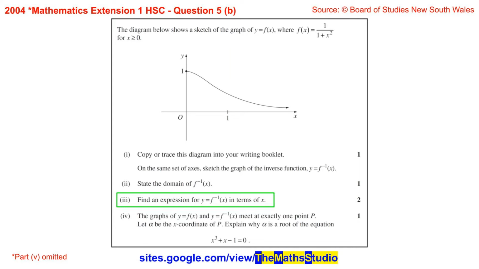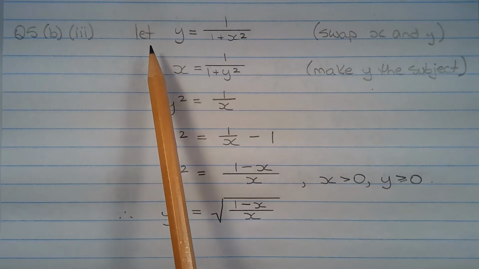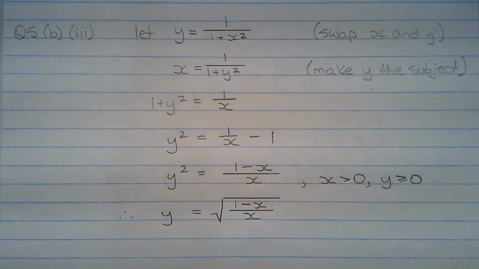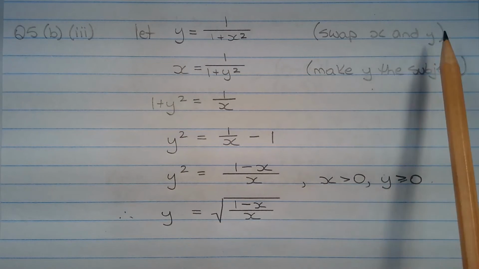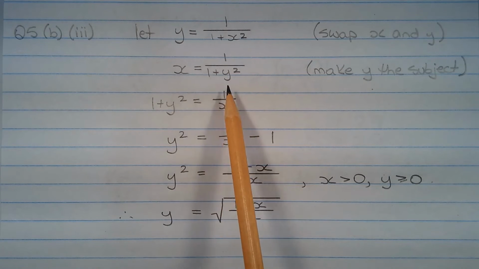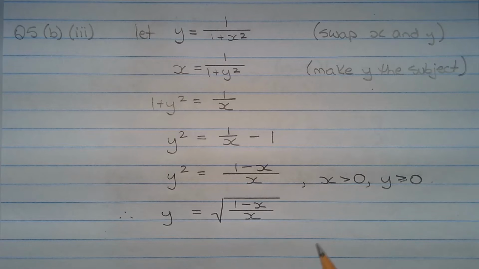Part 3. Find an expression for y equals f inverse of x in terms of x. Let the equation of the original function be y equals 1 over 1 plus x squared. The next step is to swap the x and y variables around. So x equals 1 over 1 plus y squared. The next step is to make the y variable the subject.